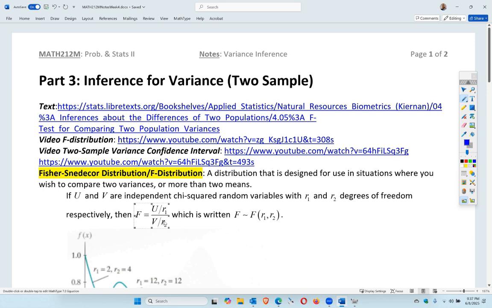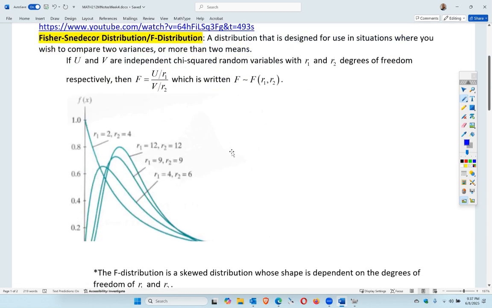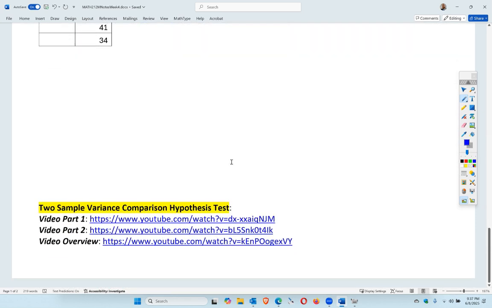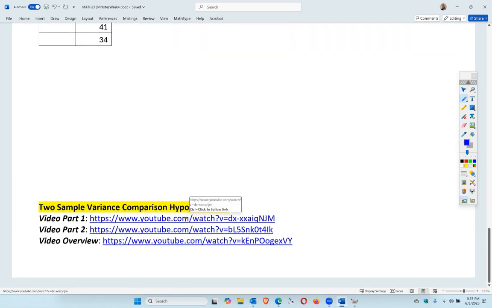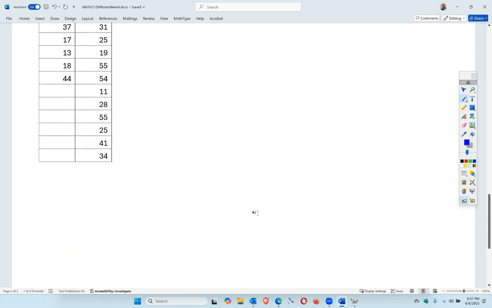And so a lot of what we're going to do this week is video. I have an F distribution video and a confidence interval video that I want you to watch. And then for the hypothesis test, I gave you 3 videos. This one is doing the problem I'm going to do today as a confidence interval. And this is a nice overview one, basically. These are going to use the problem I'm doing, and this one is just a nice overview one I want you to watch.